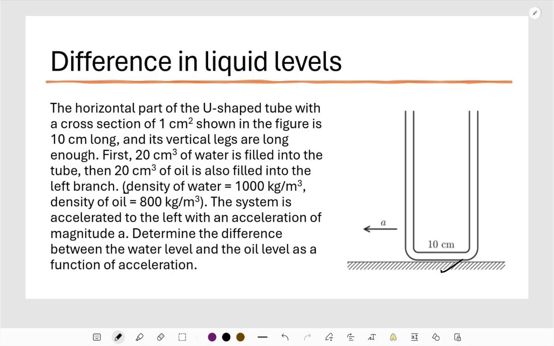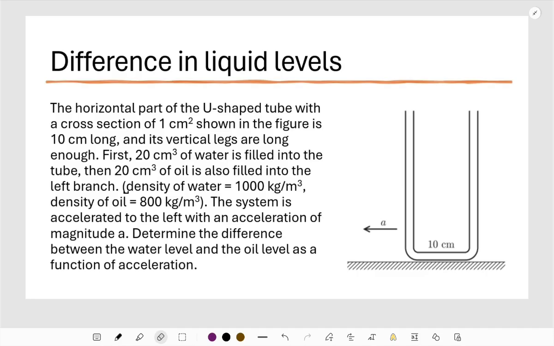The system is accelerated to the left with an acceleration of magnitude a. Determine the difference between water level and the oil level as a function of acceleration. That's right. In terms of acceleration, we now need to find out the difference in liquid levels. And what can I do to solve this problem? I could do many things, but I'm going to try a different method, a simple one.